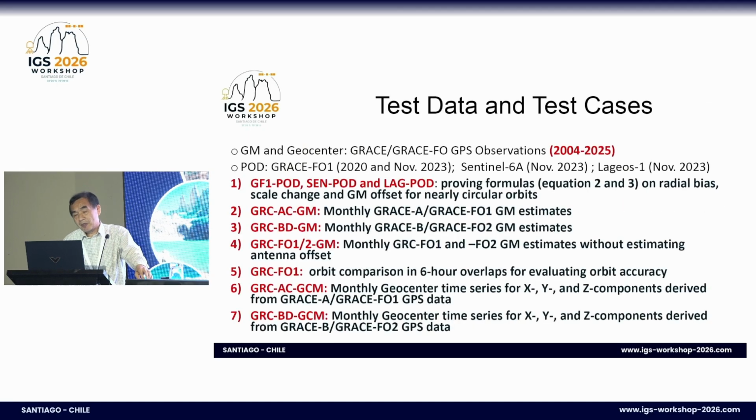So this slide shows you the test data and the test cases. For GM and geocenter, we use more than about 20 years of data from GRACE and GRACE Follow-On. For the POD, we just use 1 year to prove equation 2 and equation 3. Here, I just show you 7 different test cases. Next, I will show you each case.